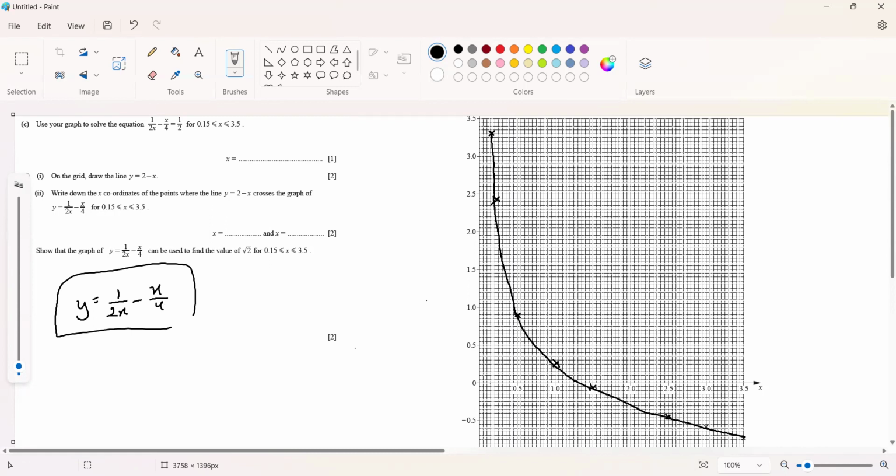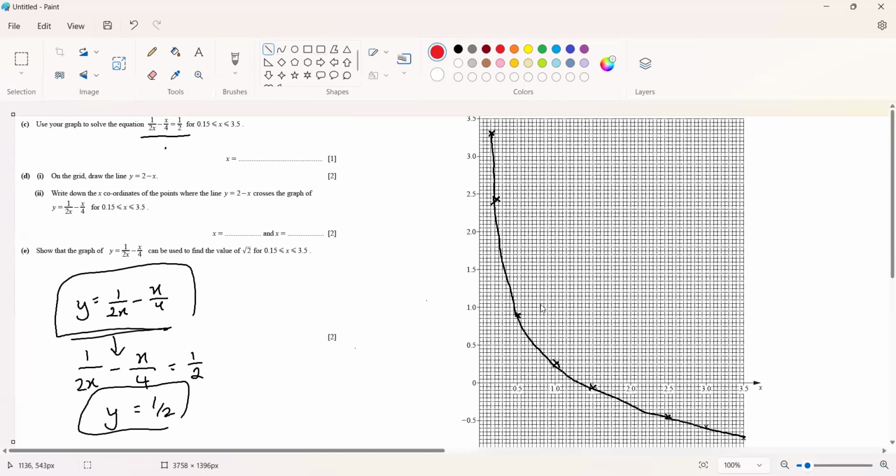One good thing about this is that they've already given you the graph equation, and you notice the similarity between the question and the graph you're given. The question is 1 over 2x minus x over 4 equals 1 over 2. In other words, I can replace this as simply y equals 1 over 2, because this is y already. I can substitute it in. So all I need to do is draw a line of y equals 1 over 2, and I'll do it in red. So y equals 1 over 2 is somewhere here, it is 0.5.